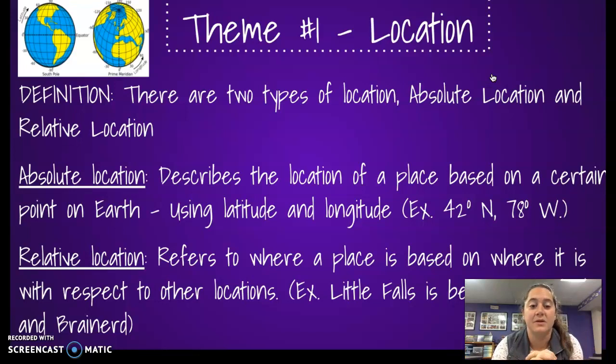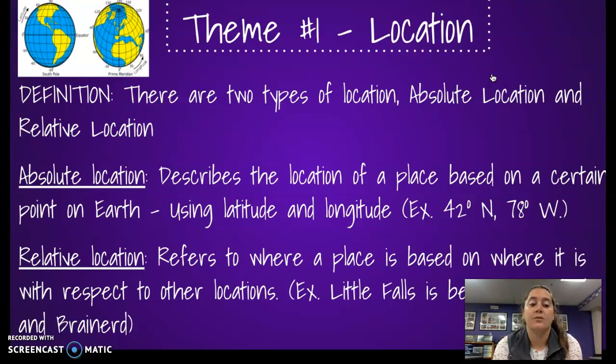It says absolute location describes the location of a place based on a certain point on Earth using latitude and longitude. So it will give you exactly where that spot on our planet is located. For example, 42 degrees north, 78 degrees west. It will give you a specific pinpoint where latitude and longitude intersect. Okay, that's the absolute location.